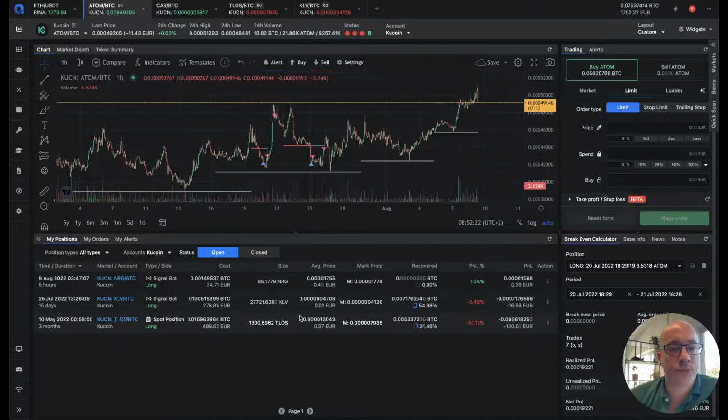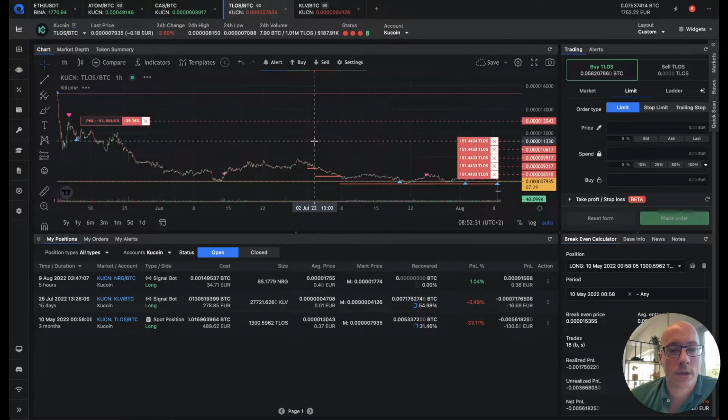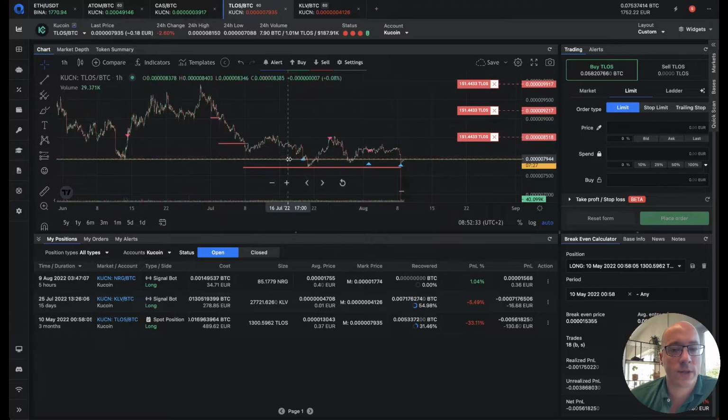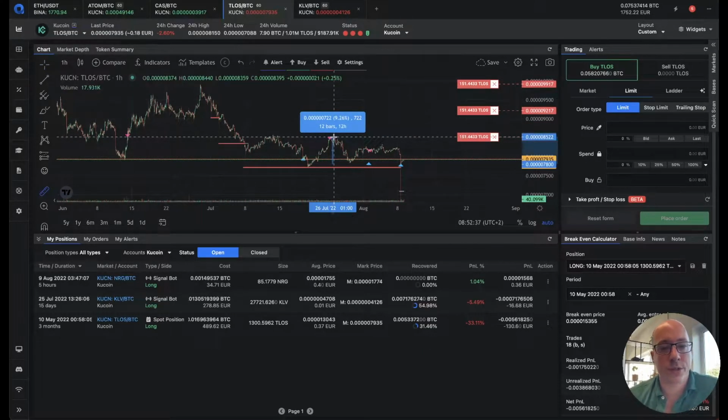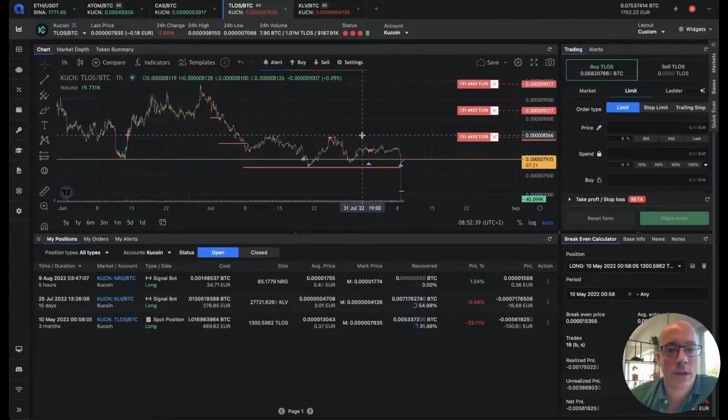Okay, so let's look at the open positions that we have. So we have T-loss that's currently still open with a minus 33%. If we look at the market, we can see that it's a really sideways movement, but not very big percentages. So it's hard to trade. So then it's just holding in this case.